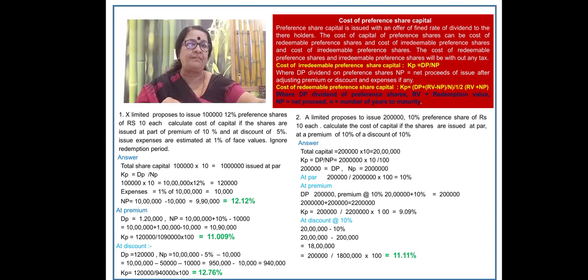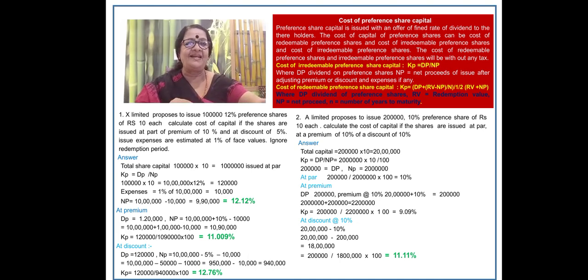And the third one is 10% discount. Here also DP is 55,000, RV is 5 lakh, NP is changing. NP is 5 lakh minus 10%, that is 50,000 deducted. So 4 lakh 50,000 minus 20,000, it is coming 4,30,000.